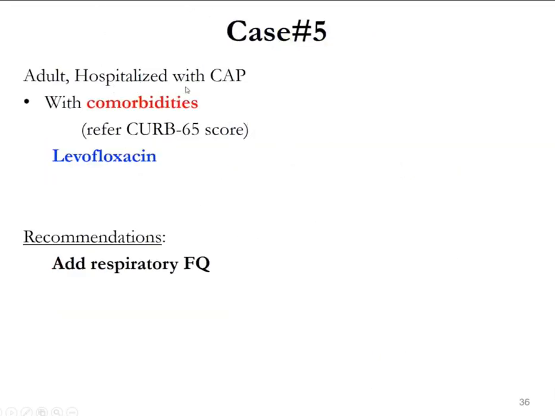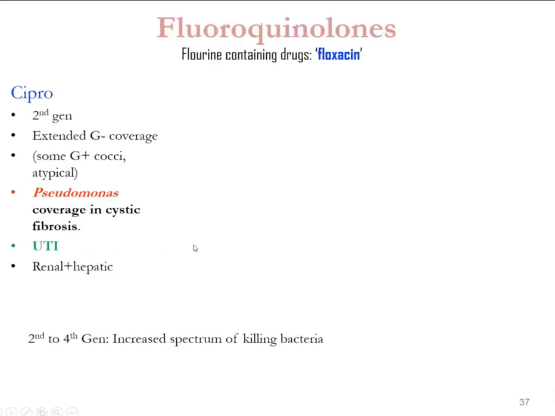Then adult: now we have a hospitalized patient. That means look at the CURB-65 score. If it is 2 and you are confused, or you are thinking the patient is doubtful, you can admit them to the hospital and not the ICU. So levofloxacin. You can even give this as monotherapy. Very good drug. You cannot say must, but a respiratory fluoroquinolone will work.